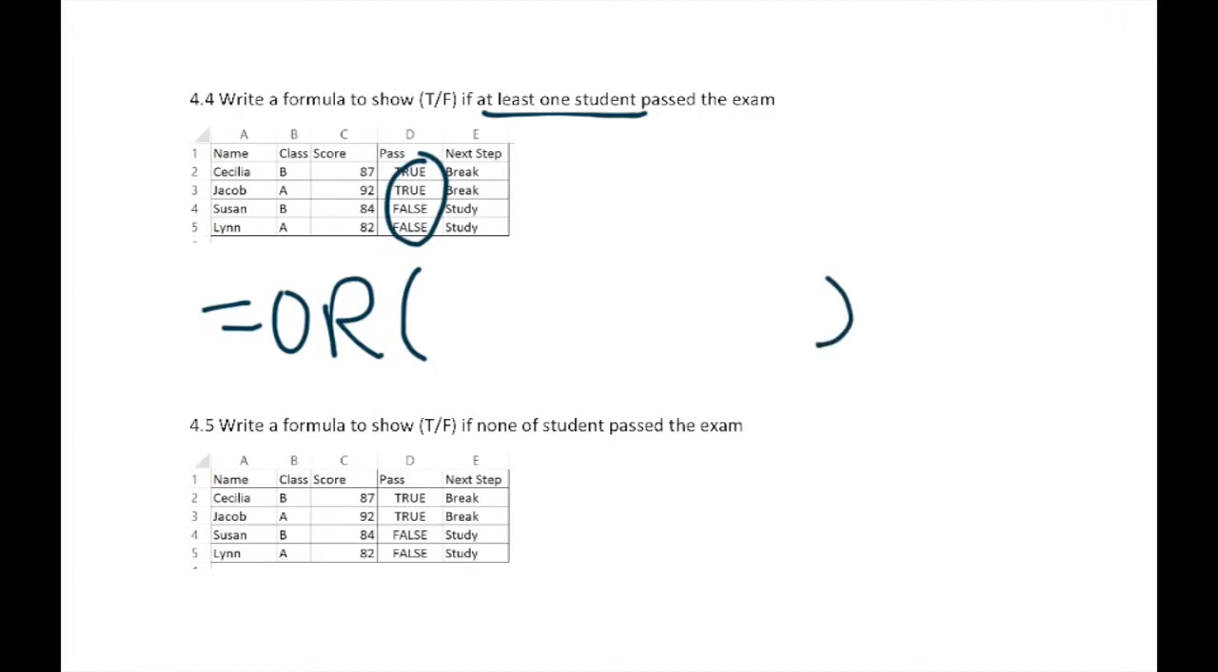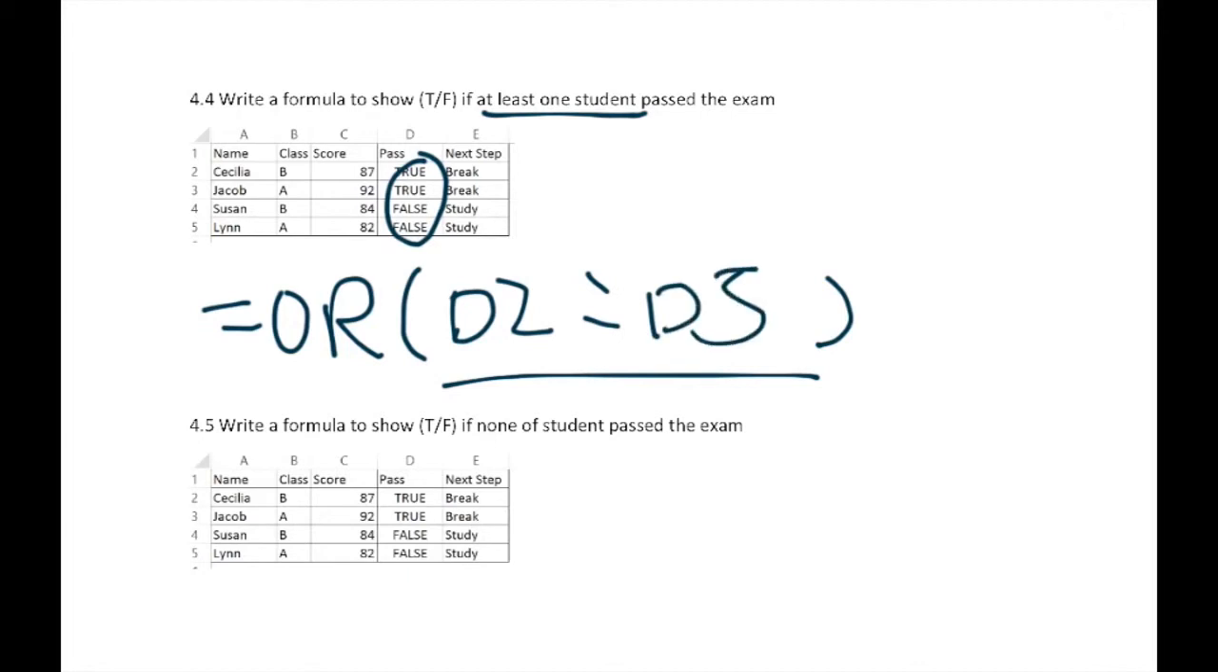What OR shows is that whatever is inside the row, you only need one of them to be true, then its outcome would be true. Only if all of them are false, then the outcome would be false. So here it should be D2 to D5. If the OR runs out as true, which means at least one of D2 to D5 is true, this shows at least one student passed the exam.